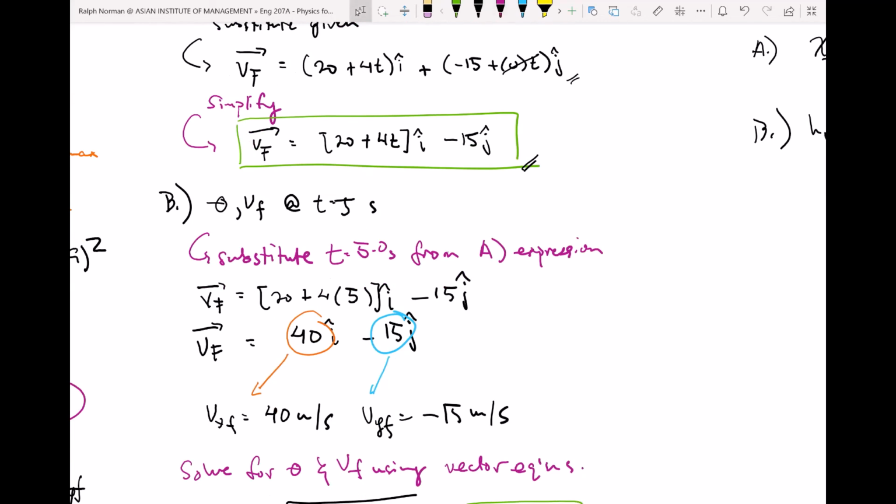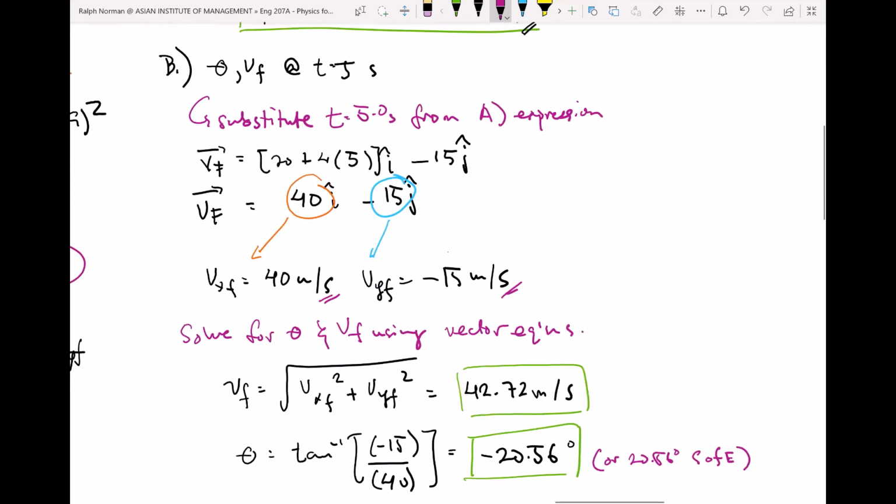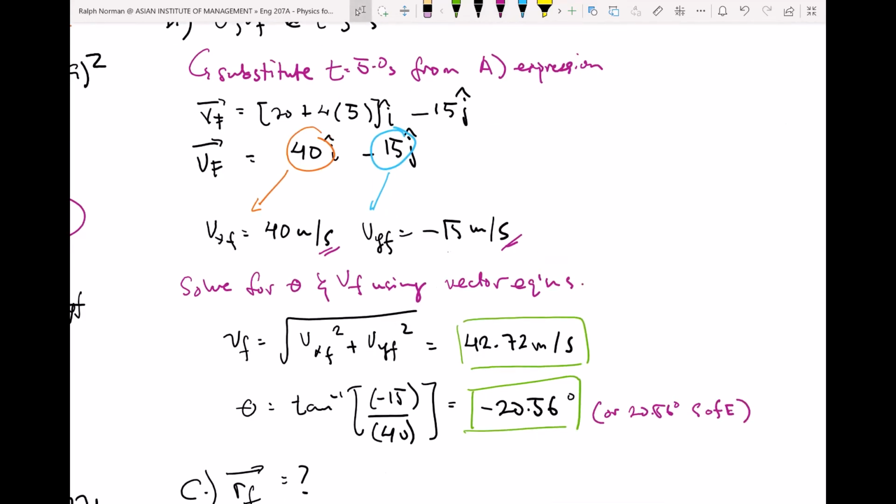And if you recall, the i component is the x component and the j is the y component. So 40 here is simply your 40 meters per second in the x component, and your vy is negative 15 meters per second. From here, this becomes much more familiar. You can now solve for theta and the resultant velocity vector using your known vector equations. Recall that the resultant is equal to the square root of the sum of the squares of its x and y components.